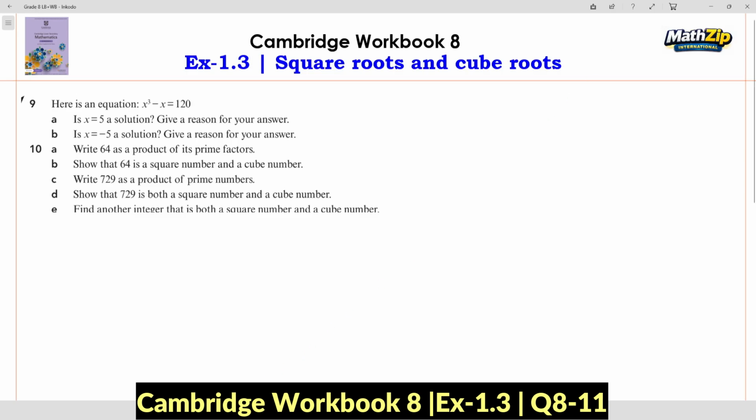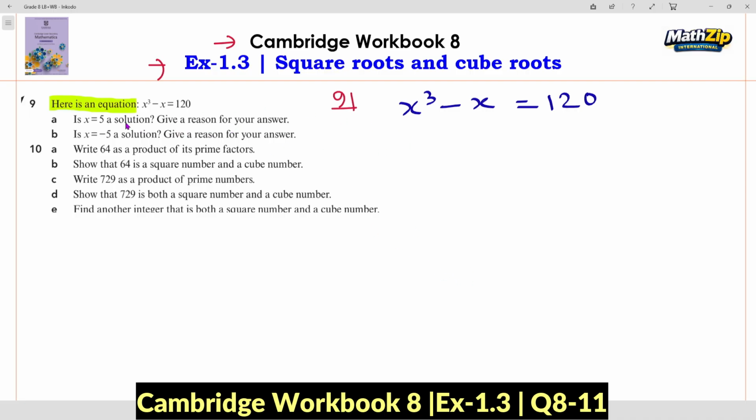Question 9, exercise 1.3, square roots and cube roots. We are following Cambridge Workbook 8. Here is mentioned an equation, x cube minus x equals 120. Is x equals 5 a solution? Give a reason for your answer.